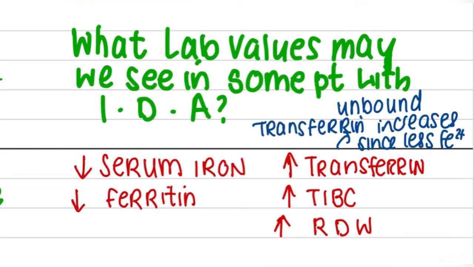The unbound transferrin is what increases. Remember, only 1 in 3 molecules of transferrin actually binds iron. So the unbound transferrin will increase because there is less iron to go around to partner up with transferrin. TIBC will increase and RDW will increase. TIBC is total iron binding capacity.